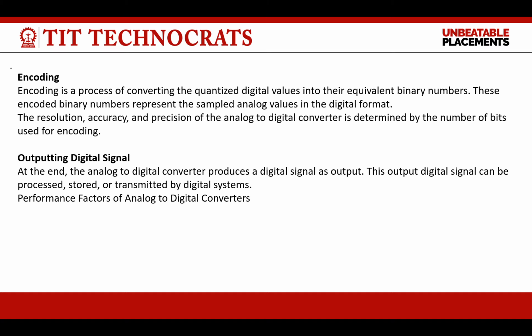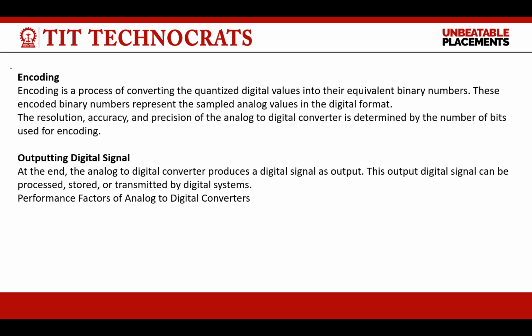Encoding is a process of converting the quantized digital values into their equivalent binary numbers. These encoded binary numbers represent the sampled analog values in the digital format. The resolution, accuracy and precision of the analog to digital converter is determined by the number of bits used for encoding. And the next step is outputting digital signal, that is the output.